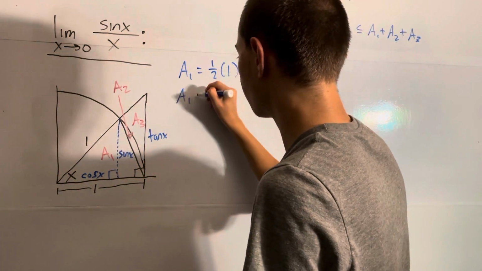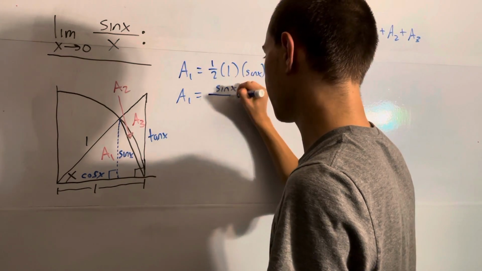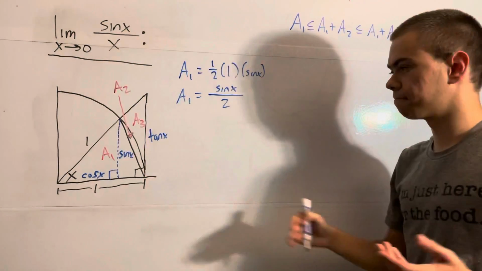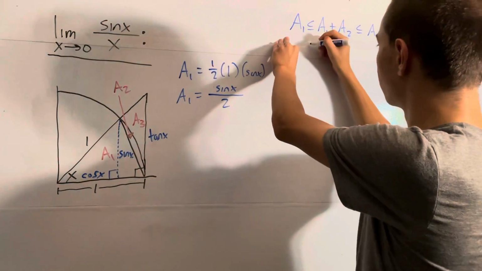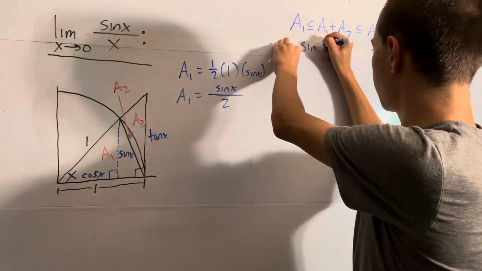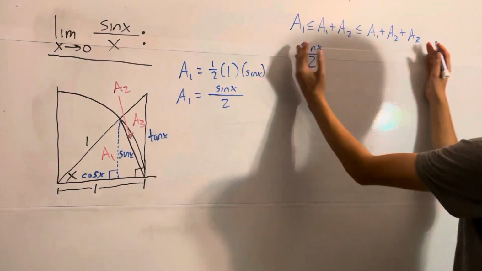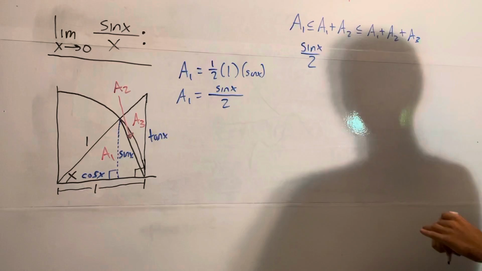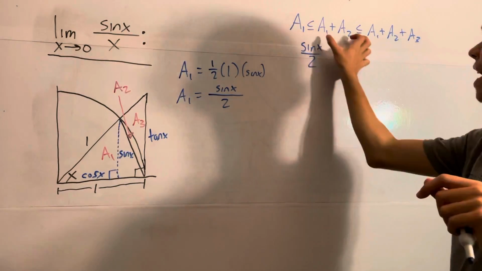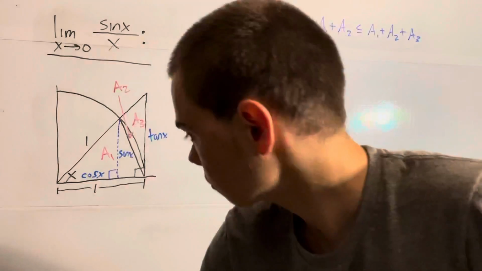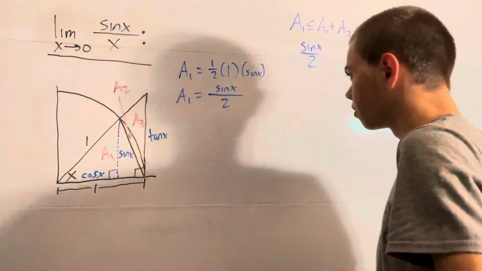So as a result, A1 is equal to the sine of x over 2. That's it. So we're going to replace A1 right here with the sine of x over 2. I'm going to move this slightly to the side because it'll help. So A1 is sine of x over 2. Next, we have to find A1 plus A2.